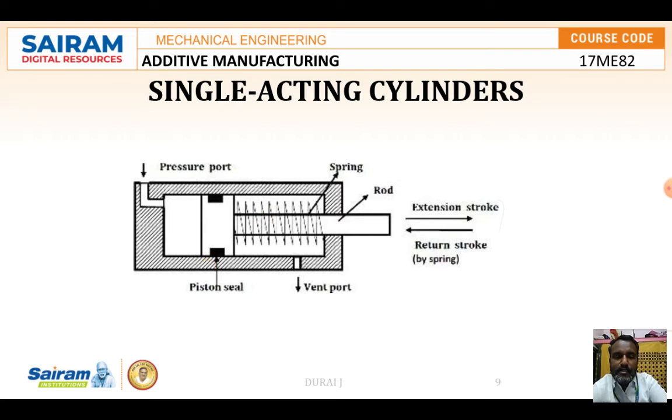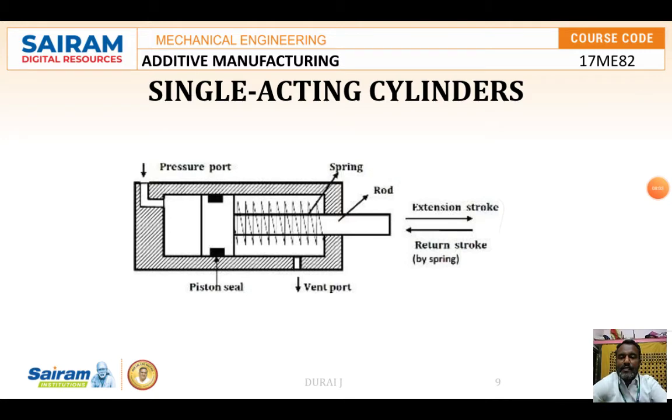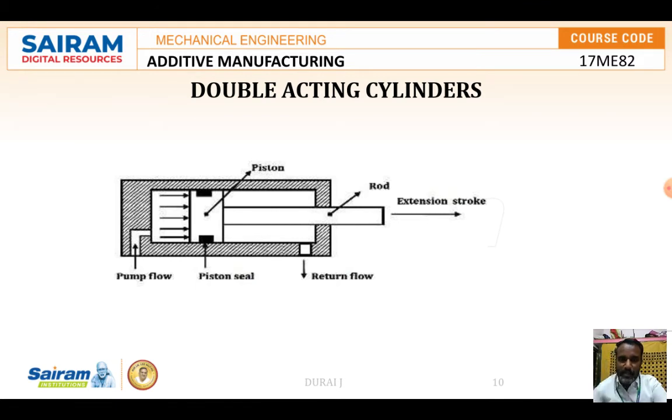So this is called a single acting cylinder. In the single acting cylinder, left to right movement is called forward motion, and right to left movement is called retract motion. Okay, this is about the single acting cylinder. Then comes the double acting cylinder.